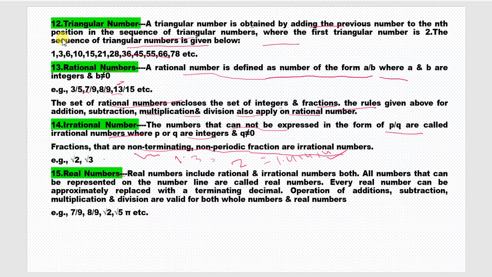What is a real number? Real numbers include rational and irrational numbers both. All numbers that can be represented on the number line are called real numbers. Every real number can be approximated by a terminating decimal, and the operations of addition, subtraction, multiplication and division are valid for both whole numbers and real numbers. Examples of real numbers are 7 by 9, 8 by 9, root 2, square root of 5, pi, etc.